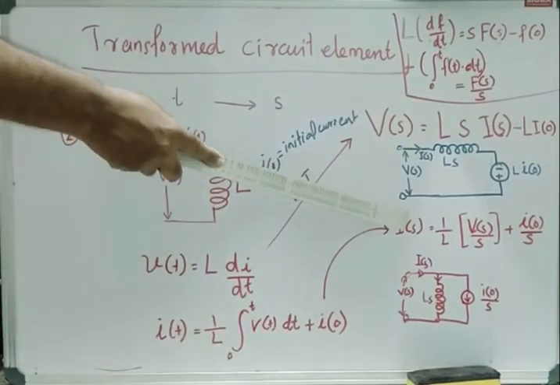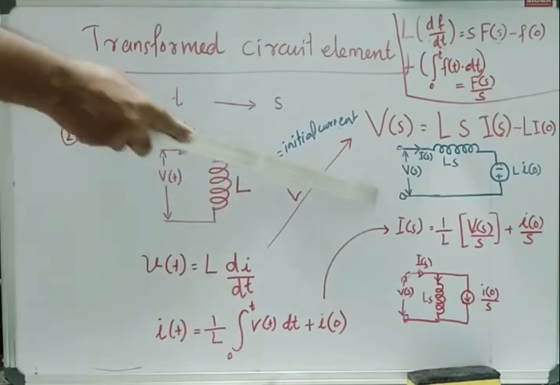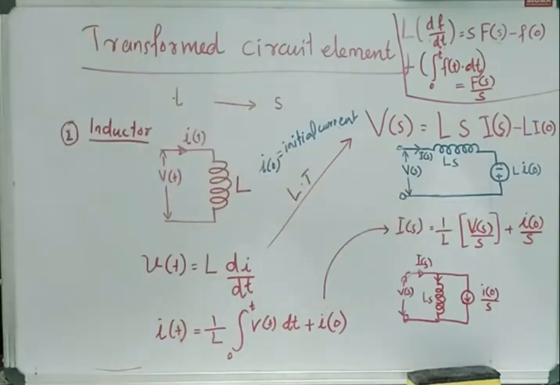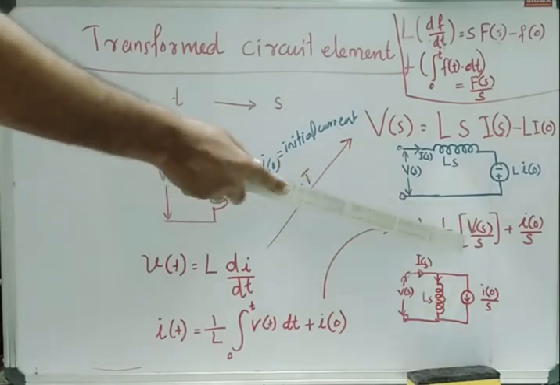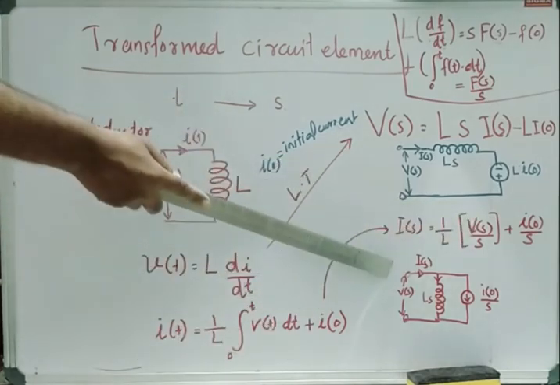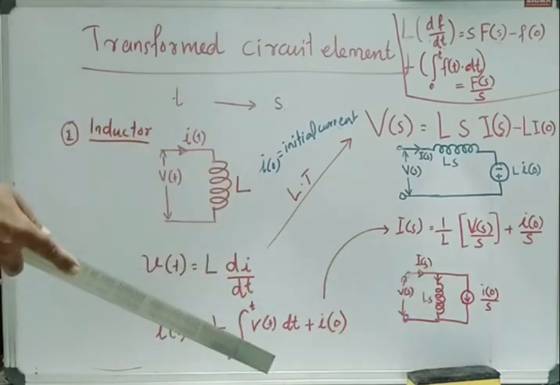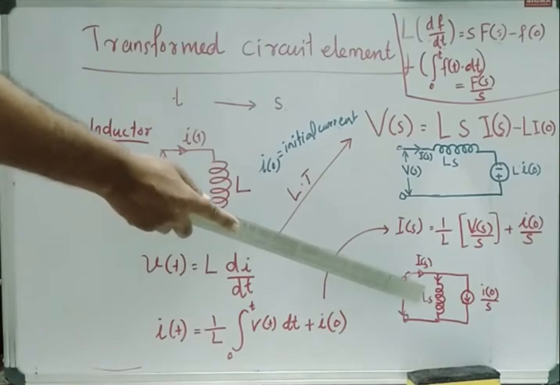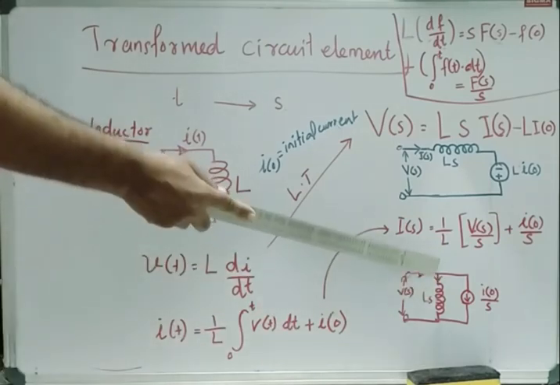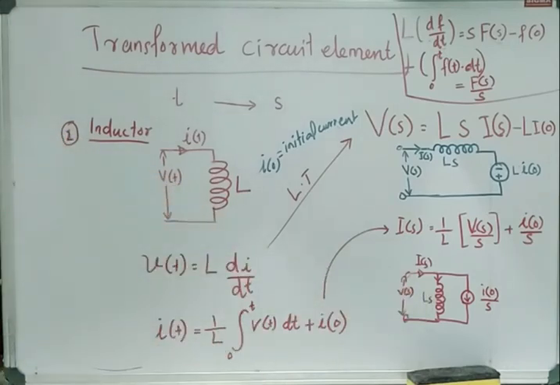That is I of s is equal to I1 of s plus I2 of s. So this equation represents a parallel circuit. The first part is V of s by Ls. So when we are applying V of s across this inductor, the current flowing through that inductor is V of s by Ls. So in S domain, this inductor can be represented by Ls.